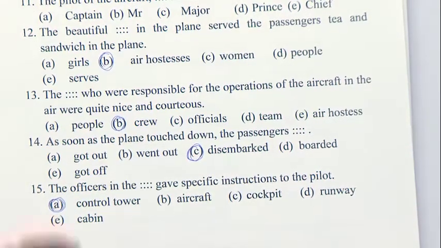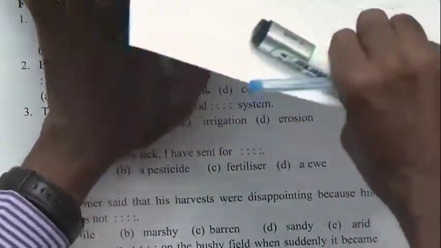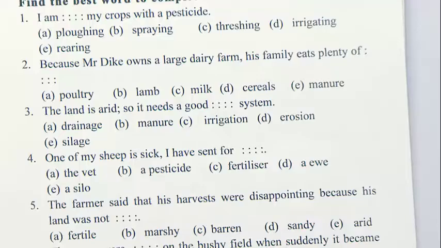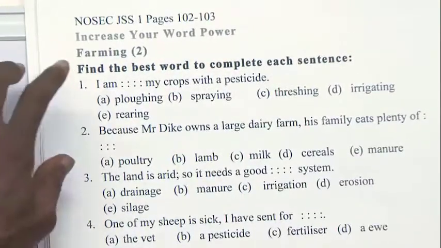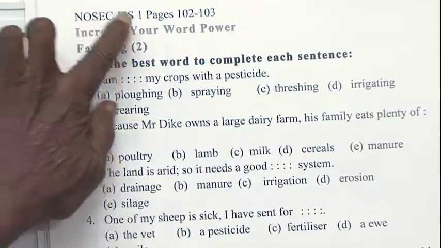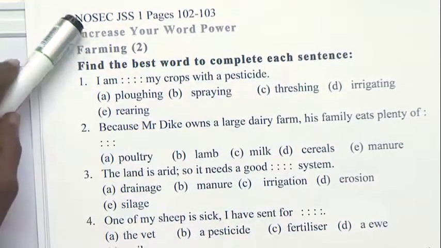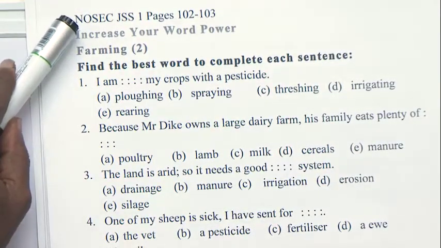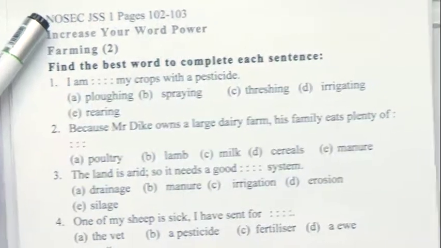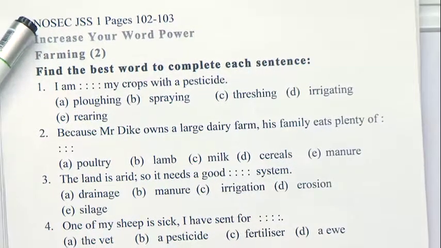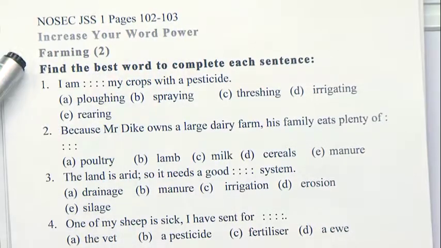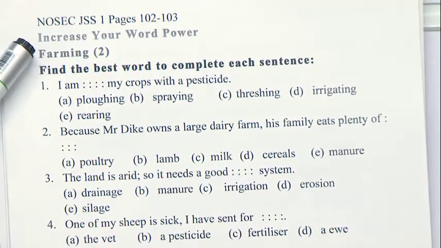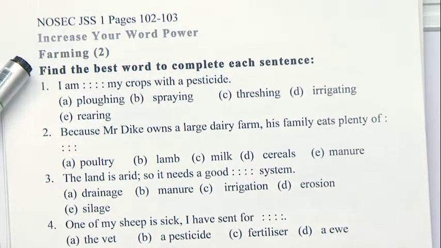That's for air transport. We have some other areas, for example, farming, which you have on pages 102 to 103 of the NUSEC GSS1. NUSEC is an abbreviation for New Oxford Secondary English Course for GSS1. It is on pages 102 to 103 under the title Increase Your Word Power. This is on farming.